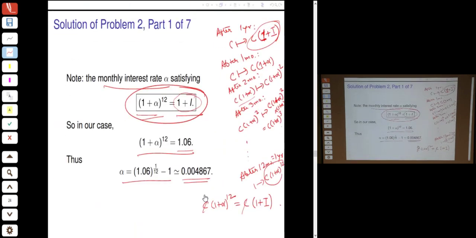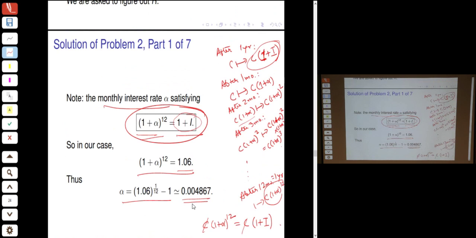So this is one important ingredient of our problem, which is the monthly interest rate. Why is the monthly interest rate of interest to us? Because at the end of the day, we are asked to find the monthly payment, right? So you can imagine that the monthly payment would be closely related to the monthly interest rate. So that's why we go ahead and figure out the monthly interest rate first. So the monthly interest rate for us is 0.004 and so on.